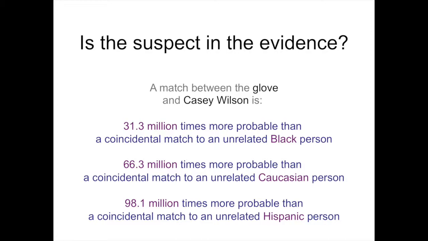When you're saying that something is so many times more probable than, you're talking about the probability of that match between the glove and Casey Wilson relative to the probability of a coincidence. This is the plainest English you can get the math into. Basically, the language of match, probability, and items.